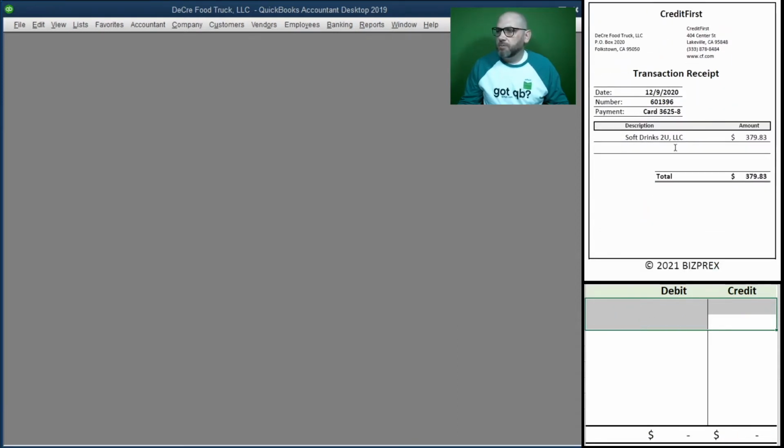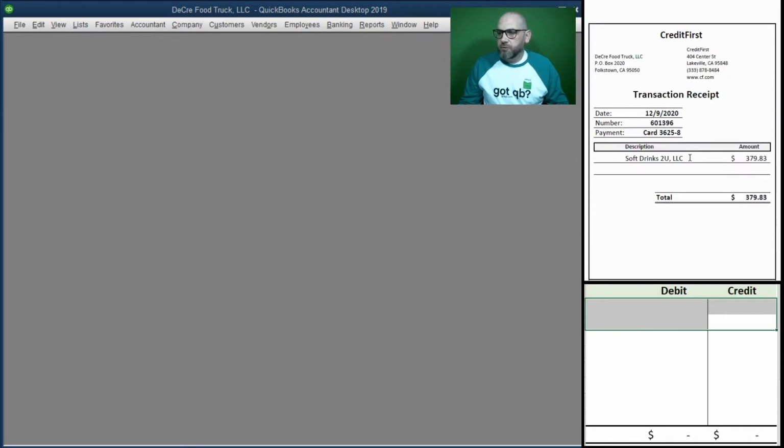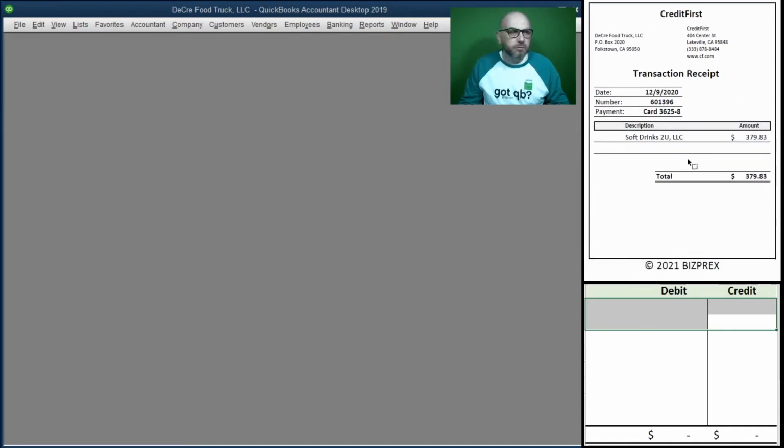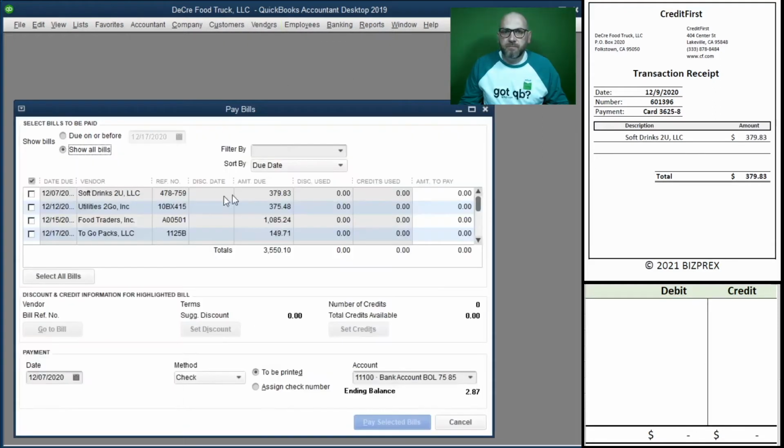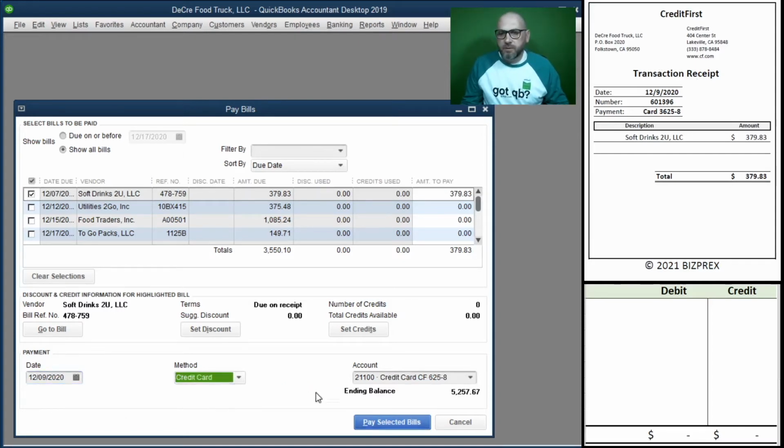All right, we're going to pay an invoice from Soft Drinks, the one we just booked, using our credit card. So let's pay our vendors. Pay bills. Before that, we were entering them. Now we're going to pay them. Soft drinks right here because it's due upon receipt. Make sure we enter the date when we paid it. This is confirmation that we paid it. We paid it with a credit card. Okay, amount is right here.